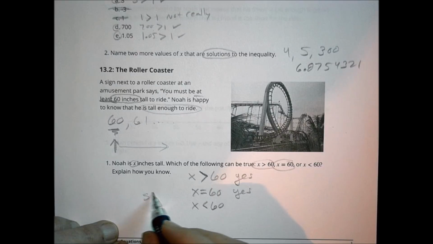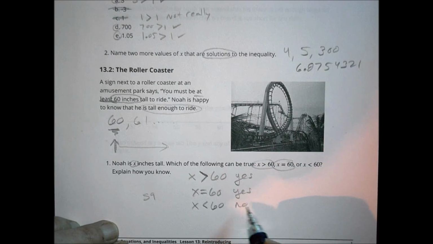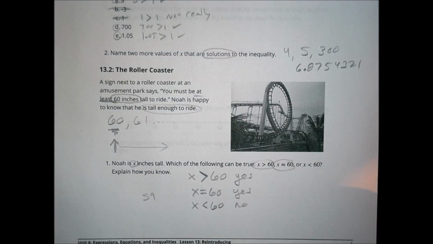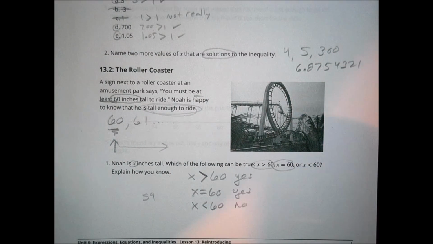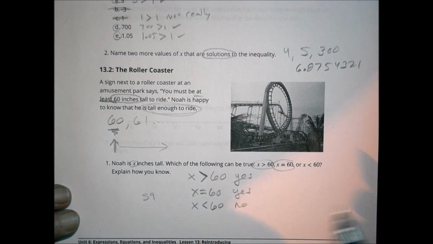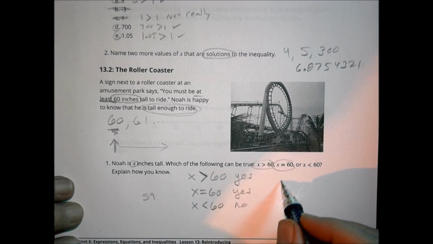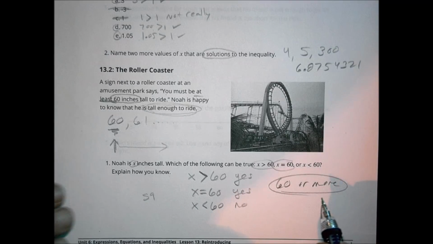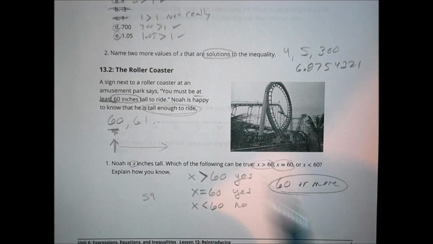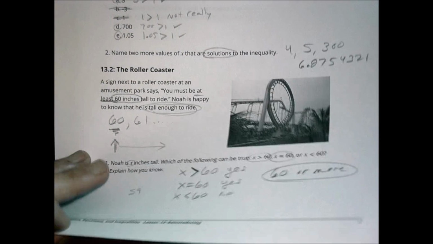Can he be, say, 59? In that case, we would say no. He can't be less than 60 because we know he can ride the ride. So it has to be 60 or more in this case here. So we're looking for 60 or more to actually work to be a solution for this situation here. It needs to be more than 60, or 60 or more, sorry.